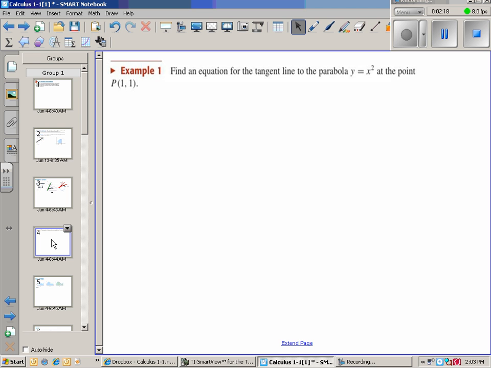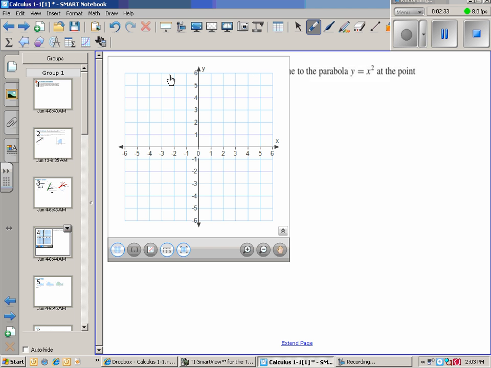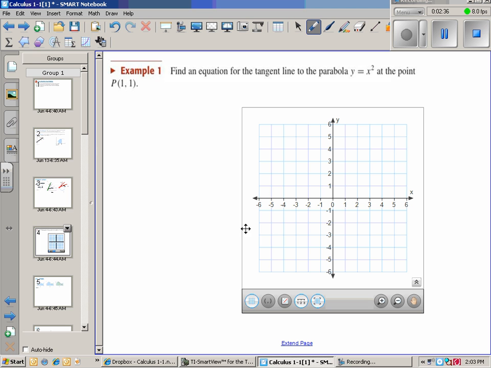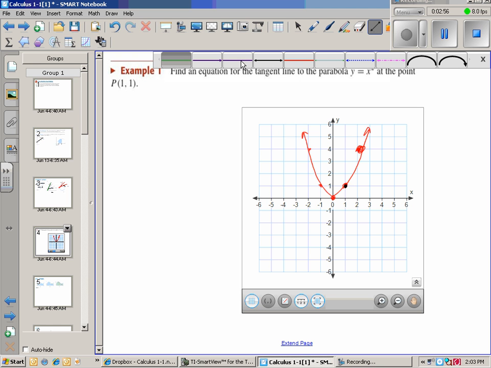So let's do an example. It says find the equation for the tangent line to the parabola y equals x squared at the point 1, 1. So for the visual learner, which I need to be, I'm going to go ahead and use my graph here, and I'm just going to sketch y equals x squared, just a couple of points, and bigger dots if you need them. And there we go. And so I want to approximate the slope of the tangent line right here. So I'm looking for the slope of the tangent line right there.